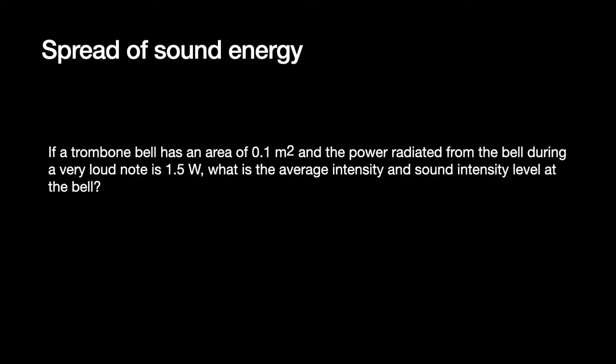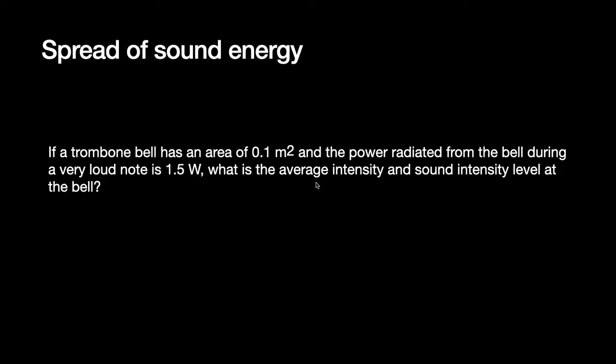So I have another problem here for everybody. If a trombone bell has an area of 0.1 meter square and power radiated from the bell during a very loud note is 1.5 watt, what is the average intensity and sound intensity level at the bell? So try solving this. You can write down the things. Area is 0.1 meter square. Power radiated from the bell is 1.5 watt.